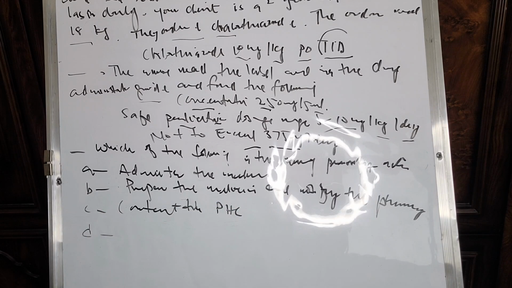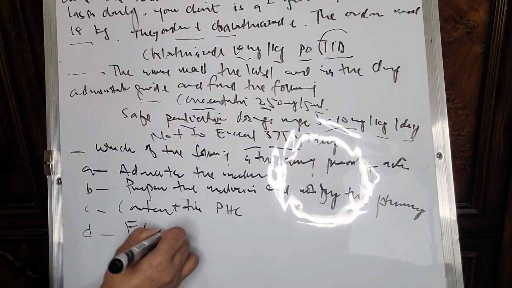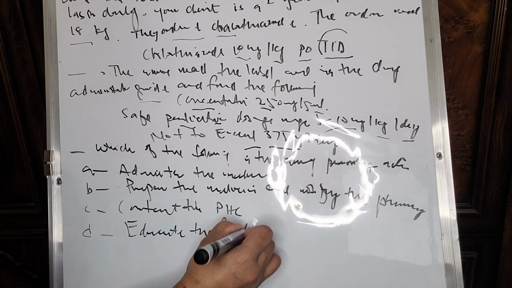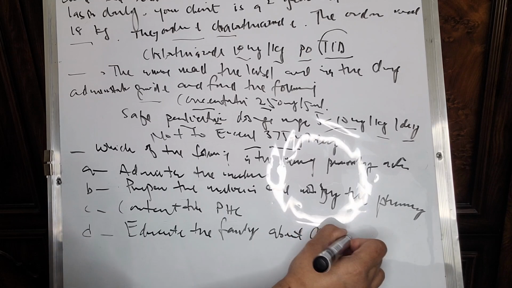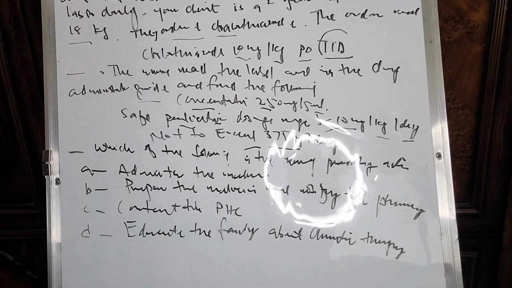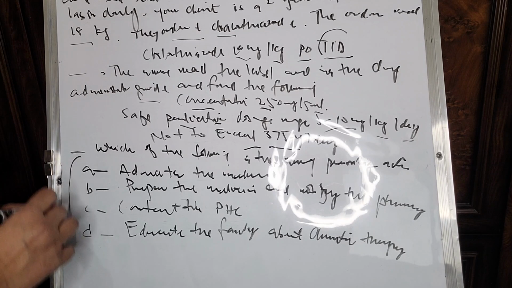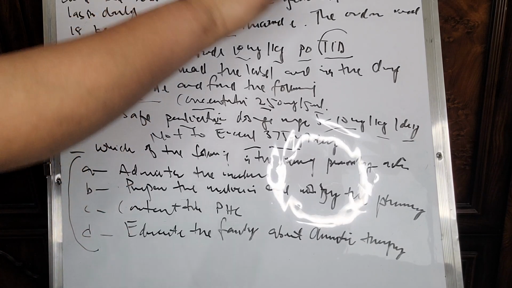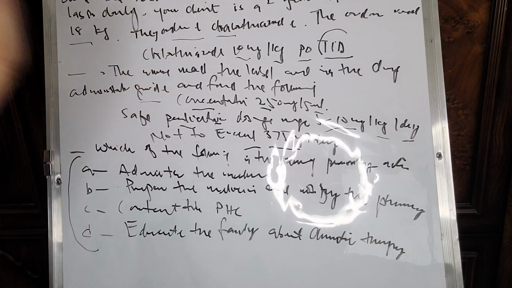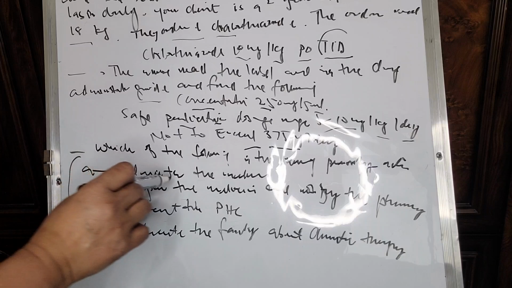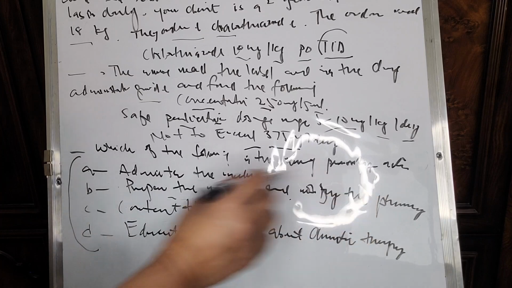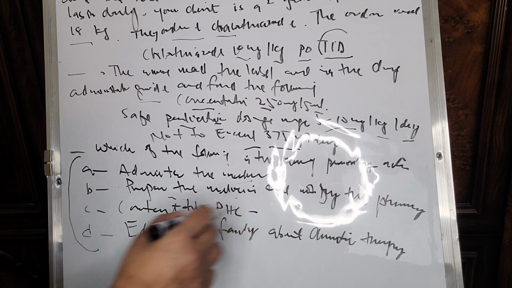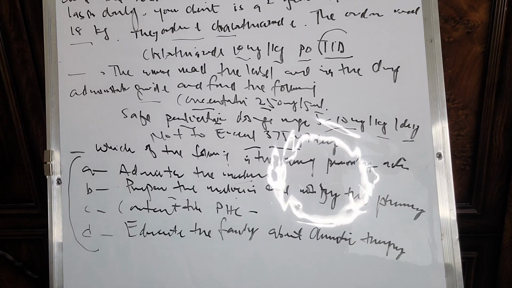Option D, educate the family about diuretic therapy. So there are 4 options. They already inform us that the patient needs additional diuretics and the doctor has already ordered. Now administer the medication, prepare the medicine and notify the pharmacy, or contact the primary health care provider and educate the family about the diuretic therapy.